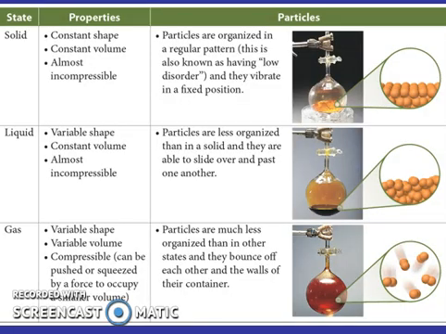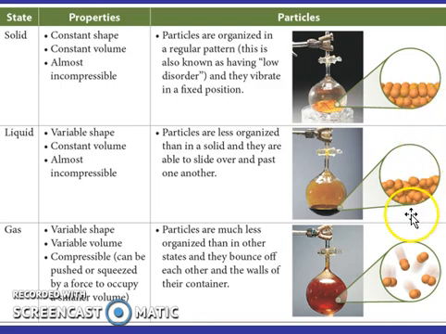Okay, so of course we know there's three states of matter: solid, liquid, and gas. The main difference between each of the states has to do with really two things: the amount of energy that those particles have, and the amount of space between those particles. So solids have very little energy. They have the lowest of the three, of course, and they have very little space between particles. So there's not much room for movement, let's say.